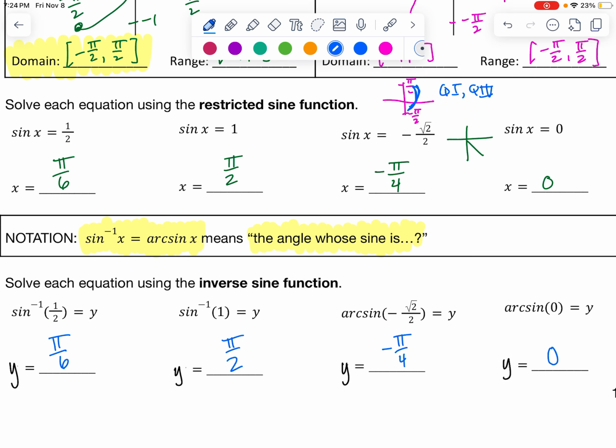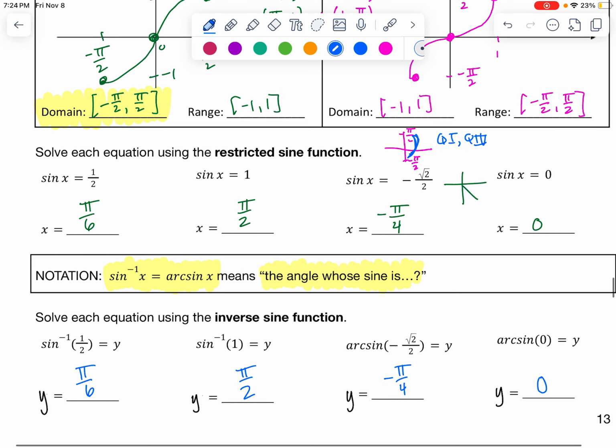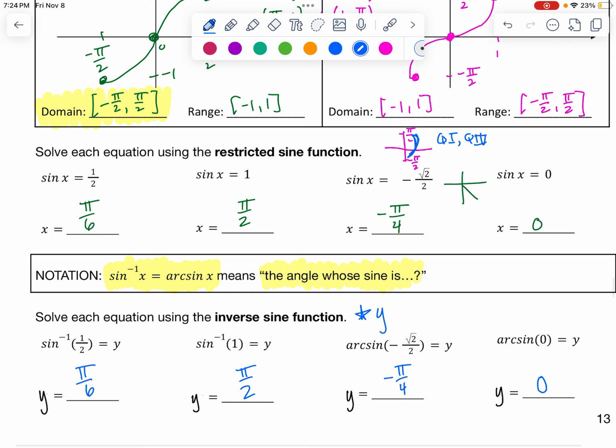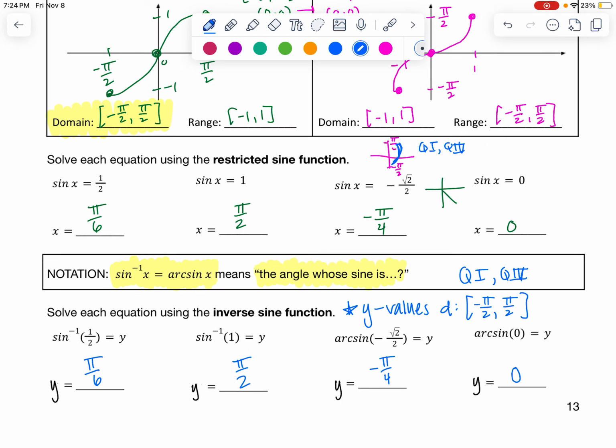Okay, now you might be thinking, oh wait, the domain of my restricted sine function is from negative 1 to 1. But here the domain is your x values, right? You're looking at your y values. So here it is strictly your y values, and the domain of my y values is from negative pi over 2 to positive pi over 2, which again is in quadrants 1 and 4 for my sine function.